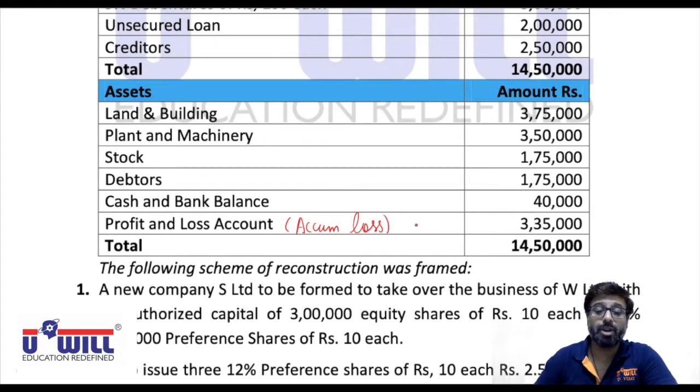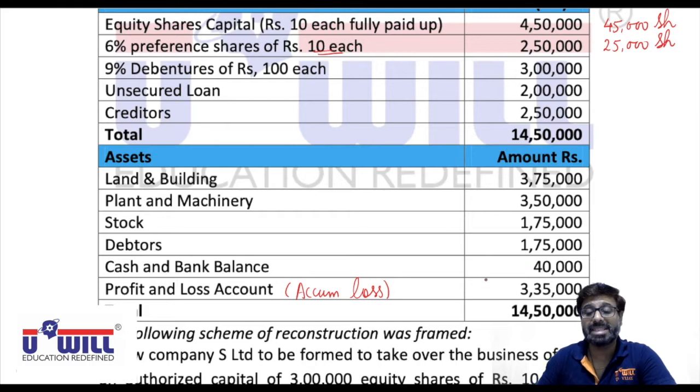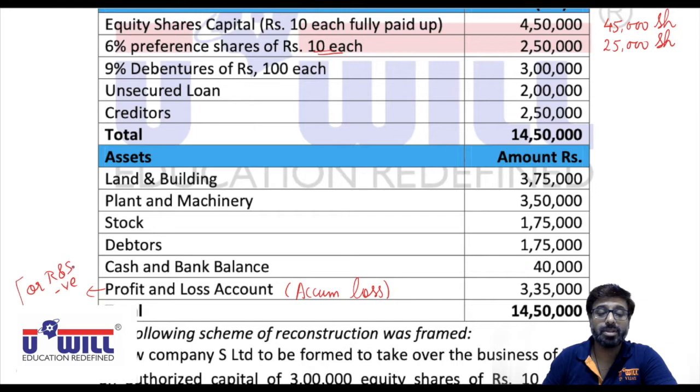reason. Either you'll be given on asset side or same P&L account will be given in reserves and surplus as a negative figure. We, as per the new Companies Act 2013, write it in reserves and surplus as a negative figure.